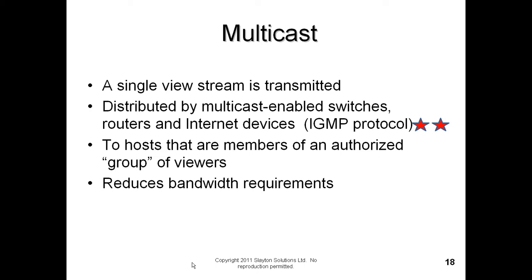We're going to use one of those multicast addresses as an internal address on the network, and authorized users are going to communicate to that internal IP address, and if they are an authorized user, they're going to receive the video or audio stream. And what this does is reduce our bandwidth requirements in the network.